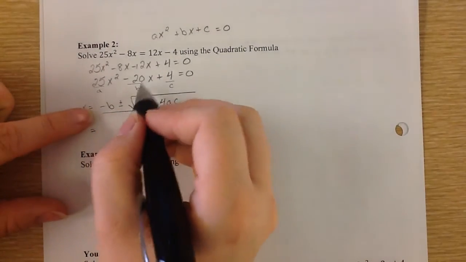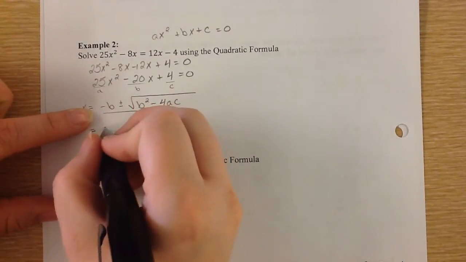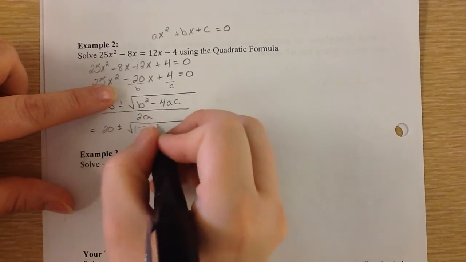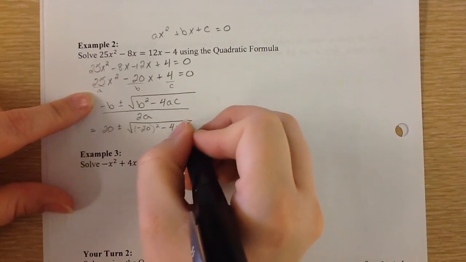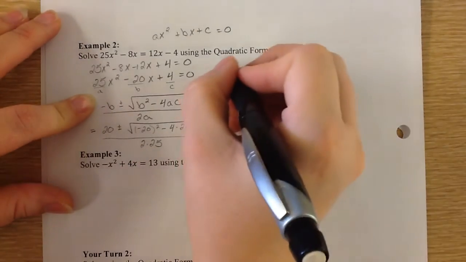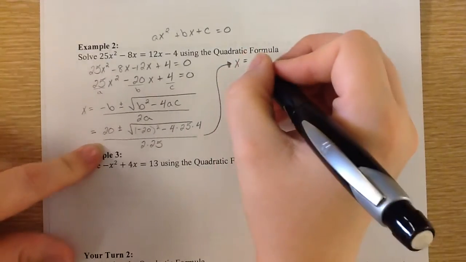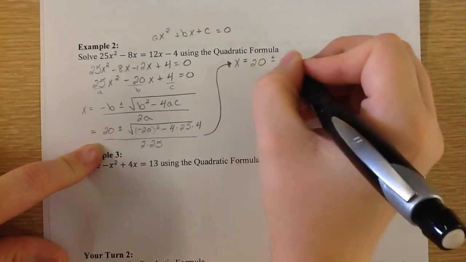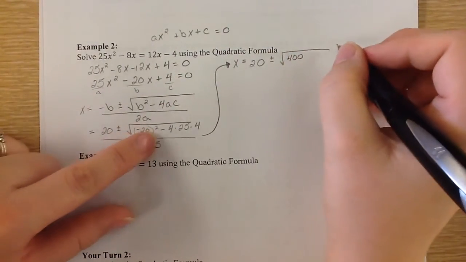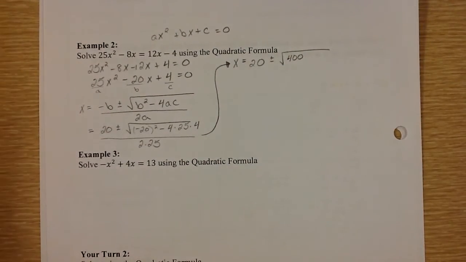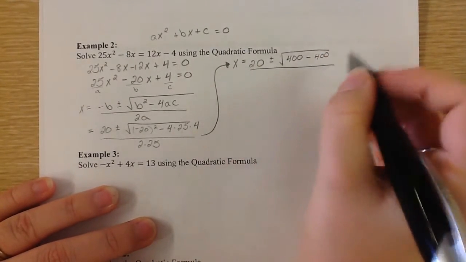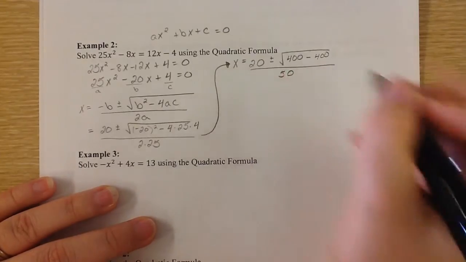So my negative b. My b is negative 20. So if I take a negative of negative 20, that would be positive 20. So I need to take negative 20 and square it. Minus 4 times A is 25 times C is 4, all over 2 times 25. Okay, let's bring it up over here. So my x is going to equal 20 plus or minus the square root. Negative 20 squared, I believe, is 400. Minus 4 times 25 times 4 is 400, so minus 400 all over 2 times 25, which is 50.